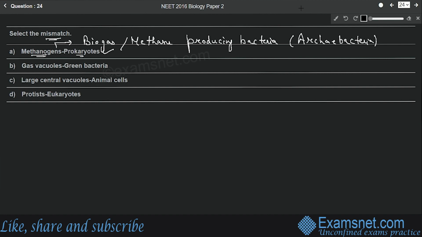Now the second one is gas vacuoles, and it is matched with green bacteria. So this is also a correct match because in green bacteria gas vacuoles are found. Okay. Then the third one is large central vacuole, and it is matched with animal cells.